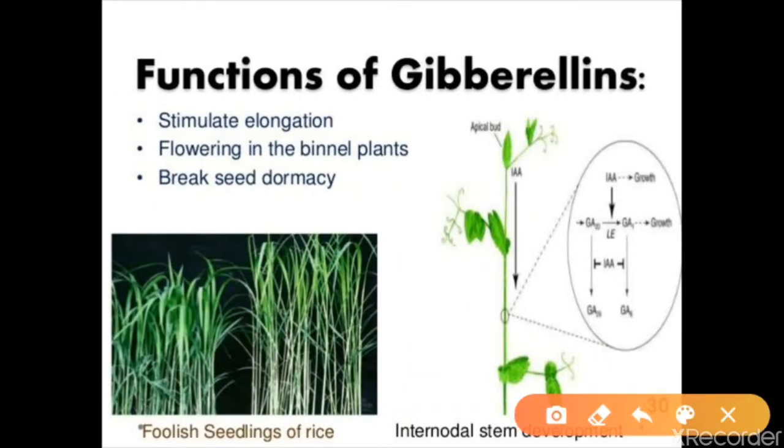Now here we are with the next hormone, that is gibberellins. What is gibberellins? Remember one more important thing about gibberellin: they will show their actions only when auxin is present. That means without the presence of auxin, they will not show their function. So what is the function of gibberellin?